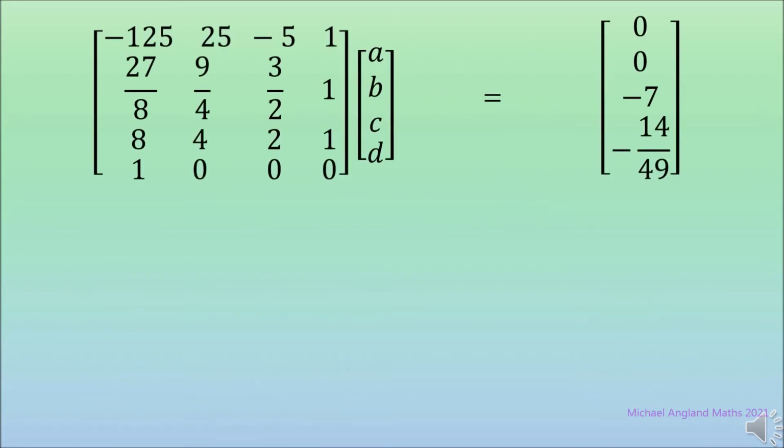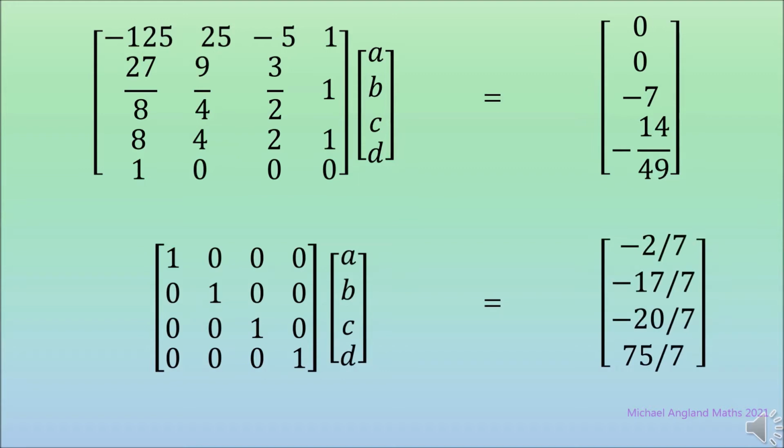Starting with where we left off, our coefficient matrix there, column vector, and on the right hand side solution vector. After doing row reduction, we get our identity matrix on the left, indicating the values of A, B, C, and D, which are going downwards: minus 2 over 7, minus 17 over 7, minus 20 over 7, and 75 over 7. So notice that minus 2 over 7 for A, that's just a simplification of minus 14 over 49.